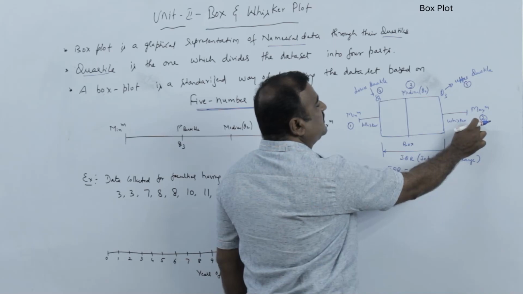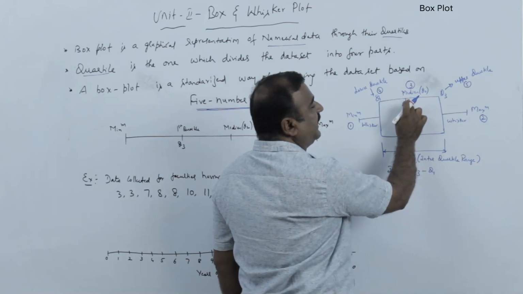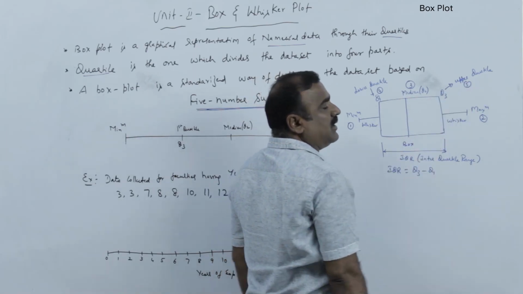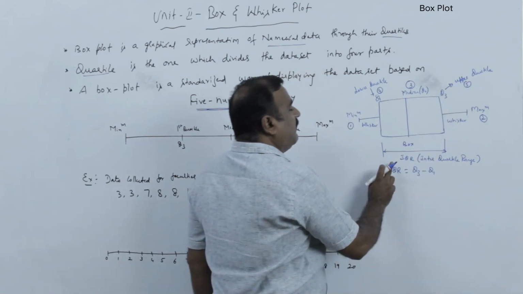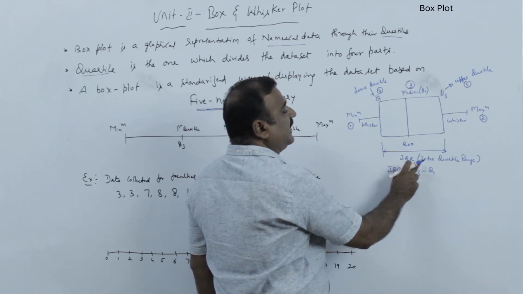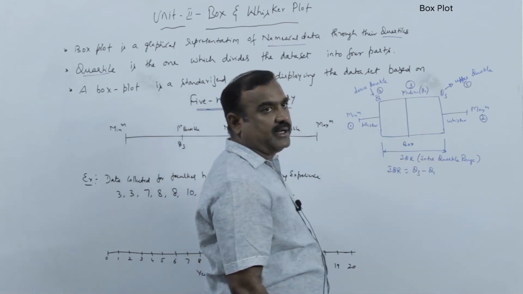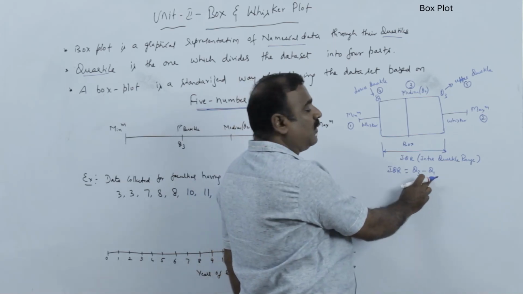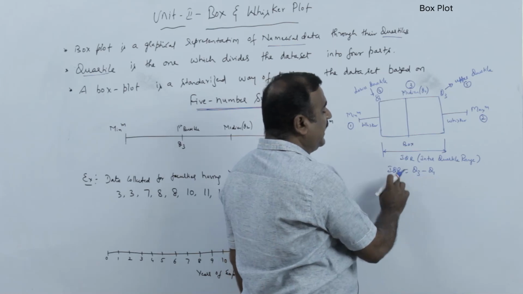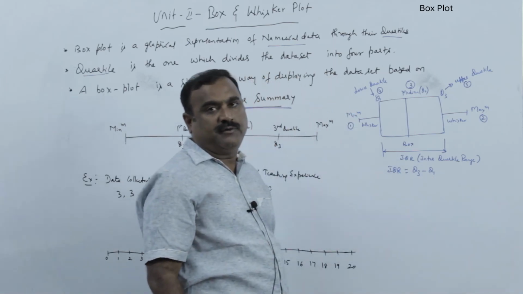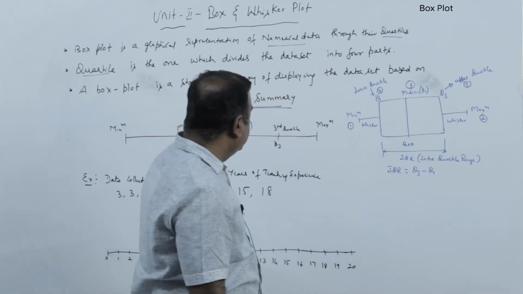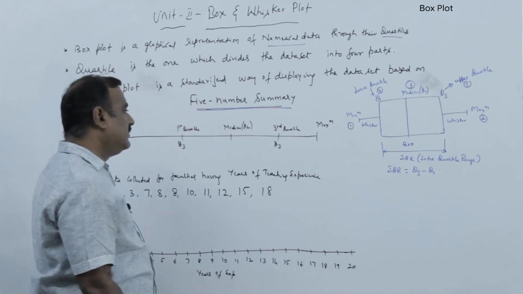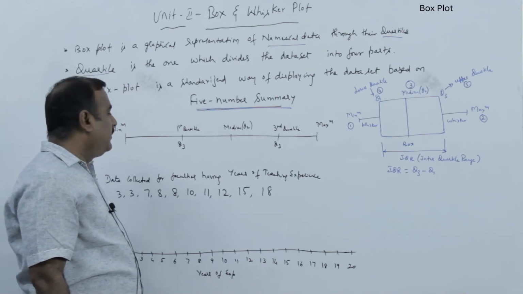So that is the maximum. The middle one is called the median. Q1 is called the lower quartile. Q3 is called the upper quartile. And what we get in between is the interquartile range. The interquartile range is the difference between the upper quartile minus the lower quartile. Q3 minus Q1 gives us the interquartile range. When I take the example, you will understand all those things very clearly. Now I have taken one example here.